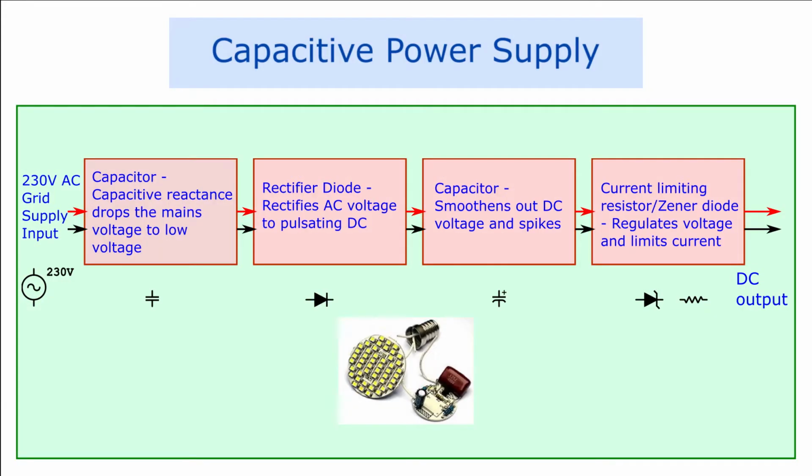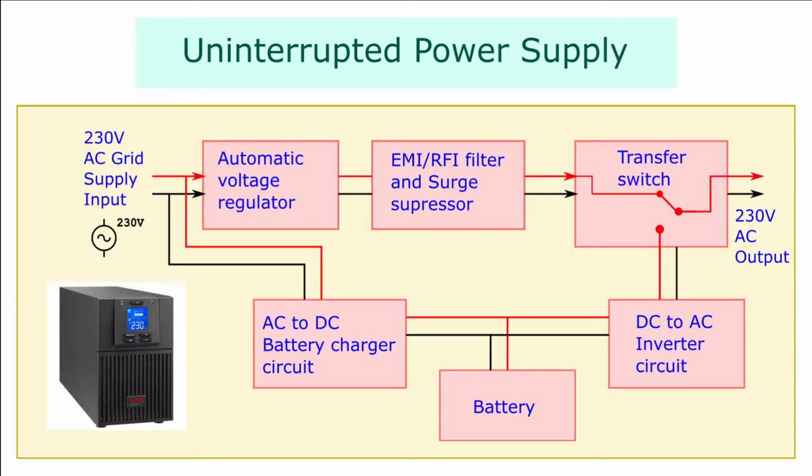3. Capacitive power supply. This is a transformerless power supply that utilizes the reactance of the capacitor to reduce the mains voltage to a smaller AC voltage. This smaller AC voltage is then rectified and filtered to get a constant DC voltage. This DC voltage is then used for low power applications. The voltage is not isolated from the AC mains and therefore adequate care must be taken to isolate the electrical components from being exposed.